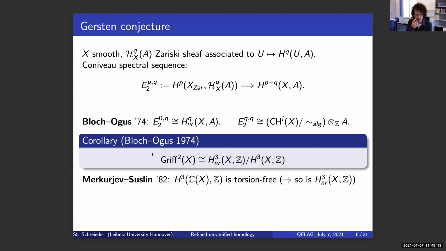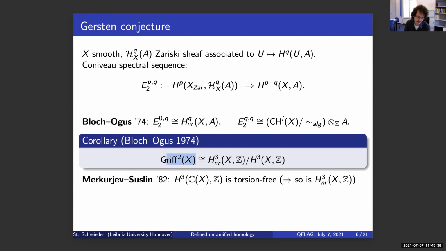So let me show you one application, which is due to Merkurjev-Suslin. Their proof of Bloch-Kato in degree 2 showed that the cohomology of a function field, let's say here over C with Q/Z coefficients, is torsion-free. And since this is torsion-free, it follows that any subgroup is torsion-free. So third unramified cohomology has no torsion.